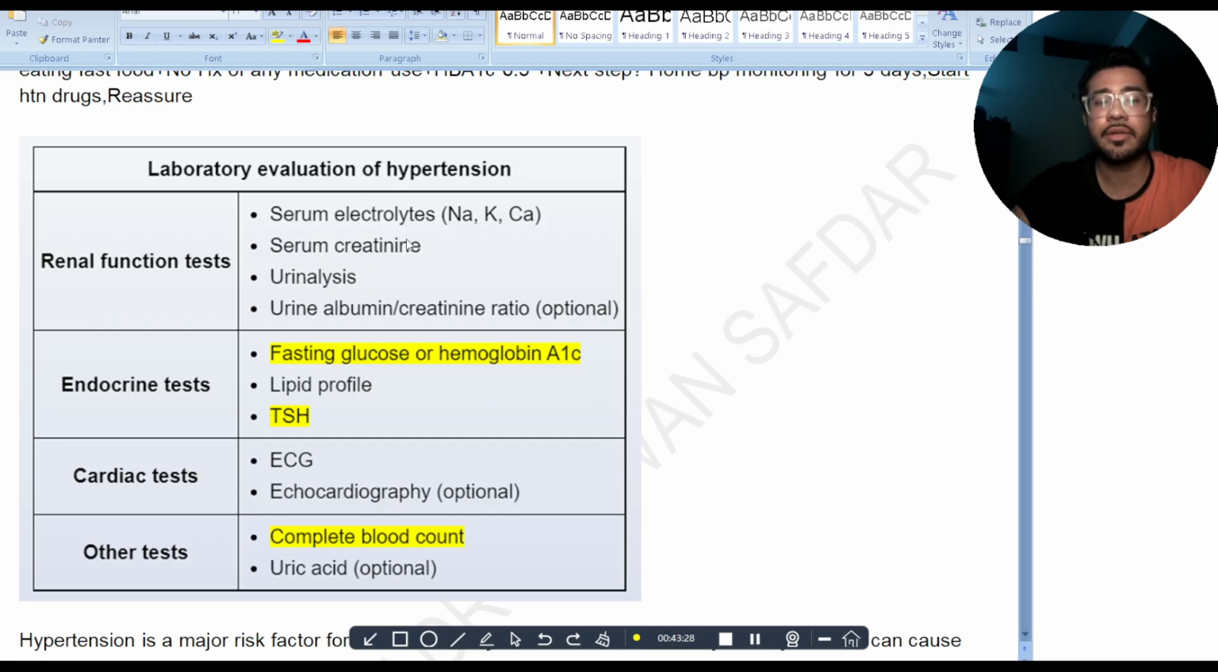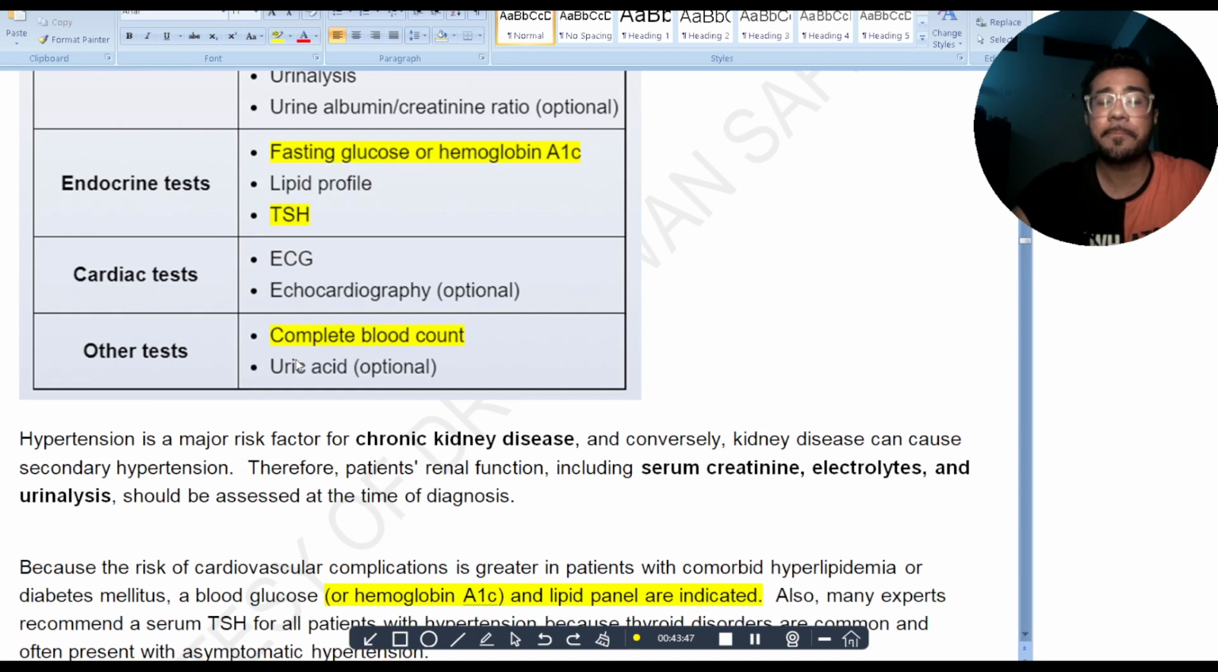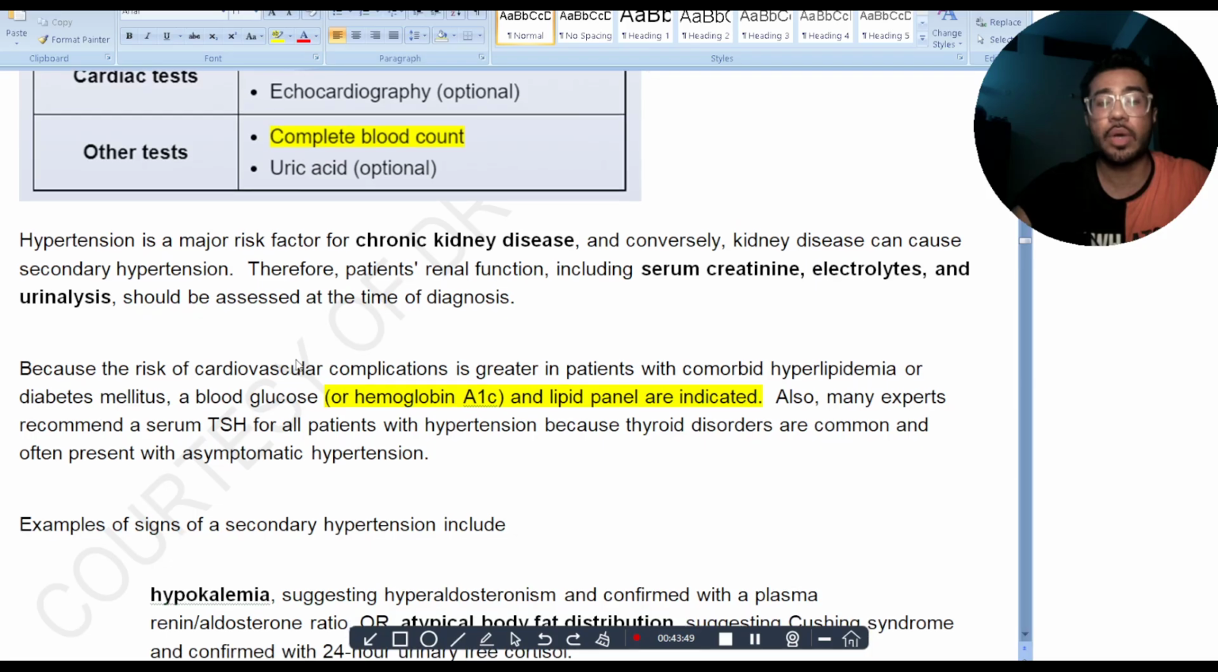That serum creatinine represents the renal functioning test. You also do serum electrolytes, which are going to reflect whether the kidneys are functioning properly. You're going to do a urine analysis. Everything falls under the category of renal functioning test because the kidneys are really affected by the hypertension. You're going to do the metabolic triad screening. These are the important ones.